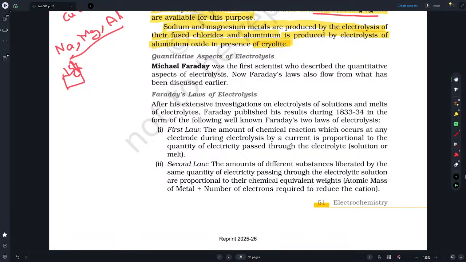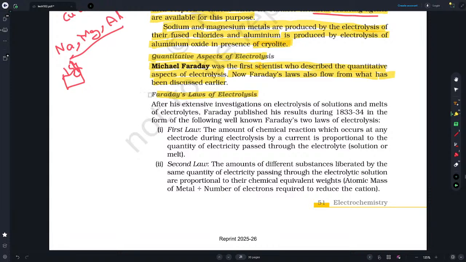Quantitative aspects of electrolysis. Michael Faraday was the first scientist who discovered the quantitative aspects of electrolysis. Now, Faraday's laws also flow from what has been discussed earlier.